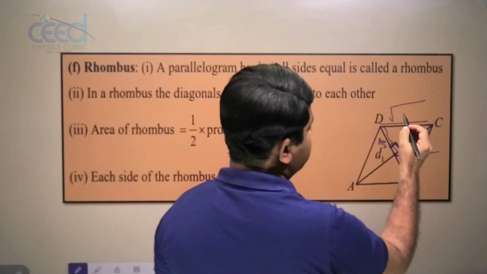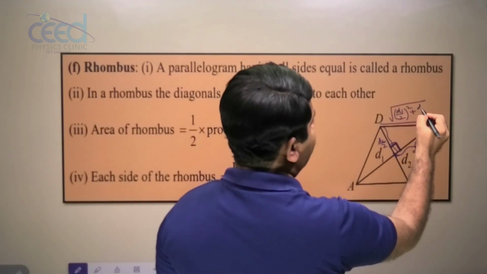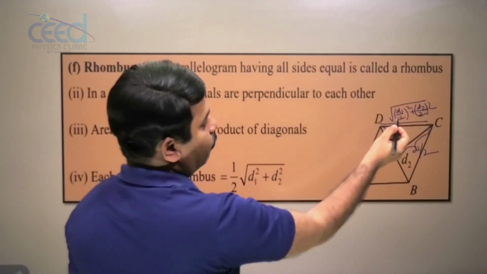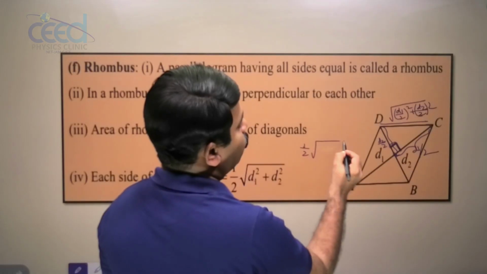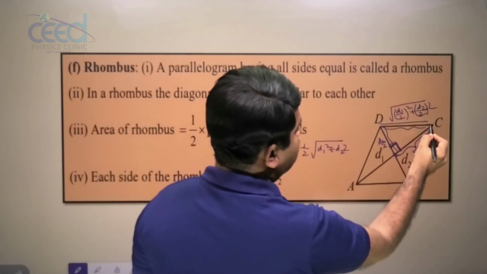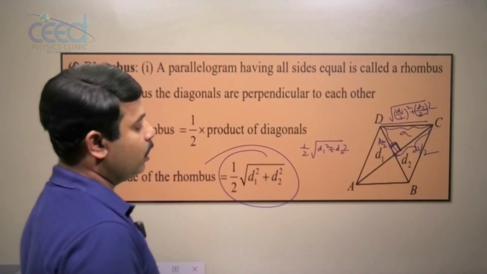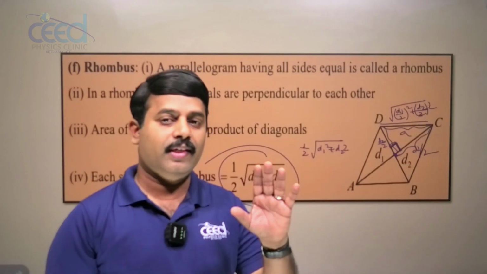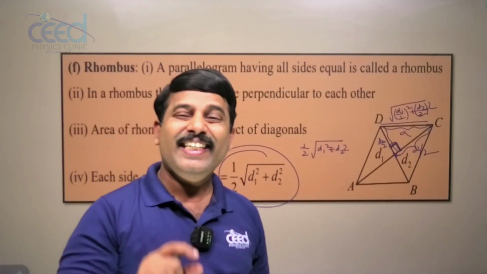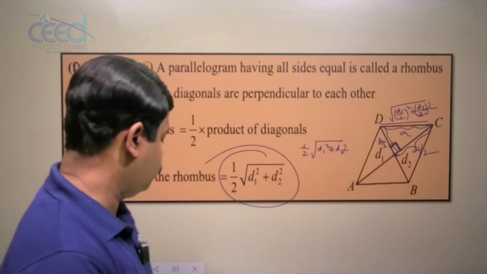This I can take as the square root of (d1 by 2) whole square plus (d2 by 2) whole square. Then you can take 1 by 2 out: 1 by 2 square root of d1 square plus d2 square. That is the rhombus side length. So half into the square root of d1 square plus d2 square is the side length of a rhombus in terms of the diagonals d1 and d2.